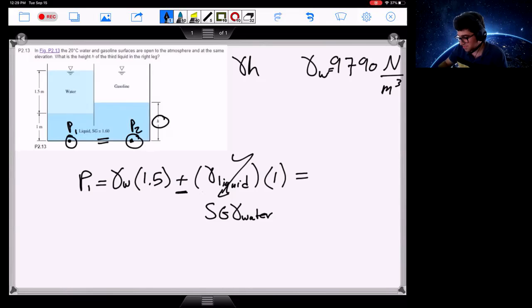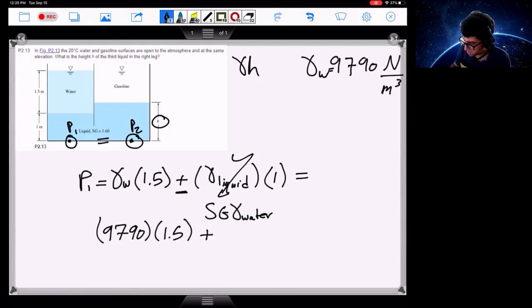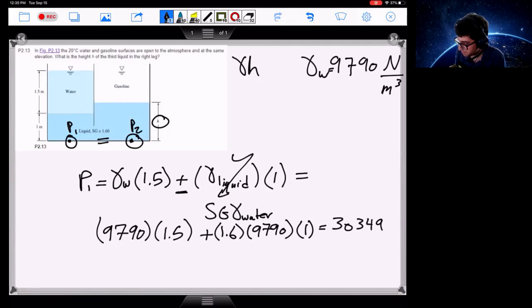Okay, good. So what's the value for this one? If you plug in the numbers, 9790 times 1.5 plus 1.6 times 9790, you get 30,349. What are the units? It should be Newton per meter squared, and that is Pascal. Exactly, very good. Following units is really important. That's Pascal or Newton per meter squared, same thing.